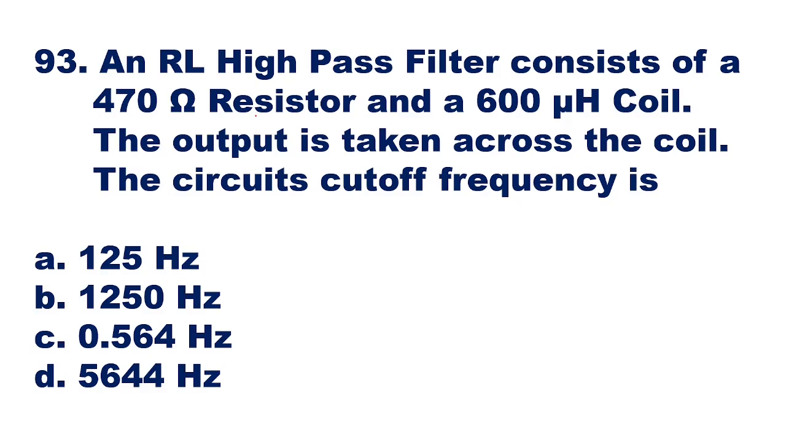An RL high pass filter consists of a 470 ohm resistor and a 600 microhenry coil. The output is taken across the coil. The circuit's cutoff frequency is how much? Now here again we have to start with the formula for the cutoff frequency, and the formula says that the cutoff frequency fCO is equal to 1 upon 2 pi R L. Now here this is the cutoff frequency in case of an RL high pass filter.